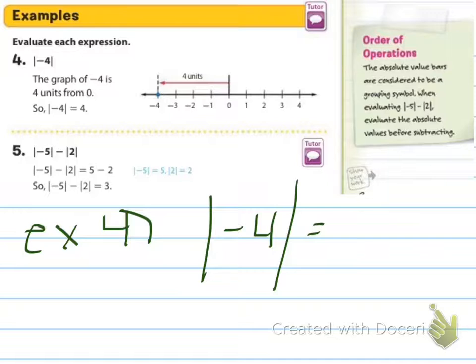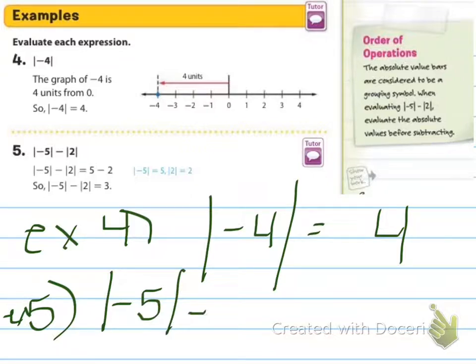So when I'm asking for the absolute value of -4, I want to know how far from 0 that is, the distance from 0, and the answer is 4. It's 4 units away from 0. And so when they give us an equation like they do in example 5, where they say the absolute value of -5 minus the absolute value of 2, you need to find the absolute value of each one first, and then move on to be able to figure out what the answer is. So -5, the absolute value of -5, it's 5 units away from 0.